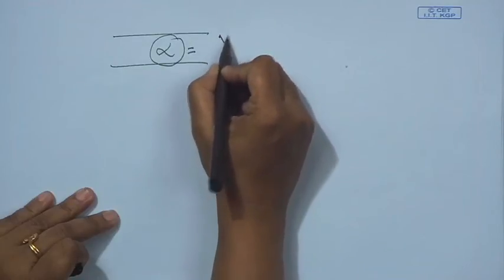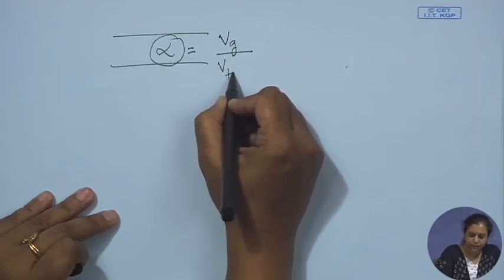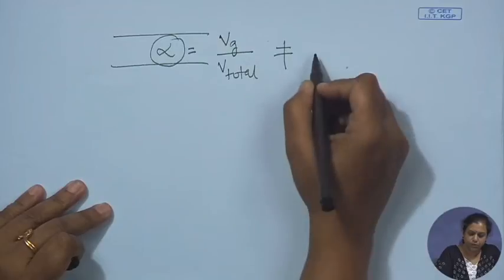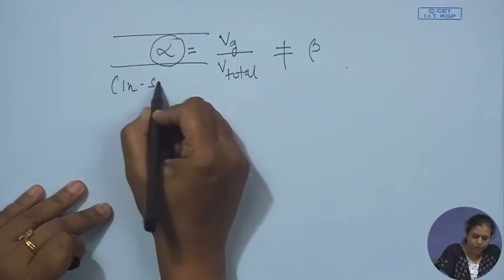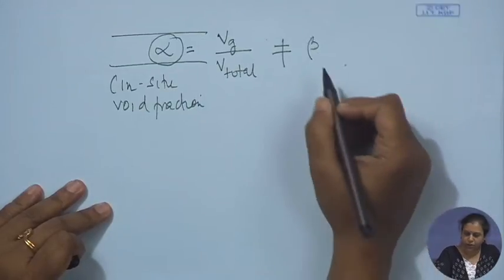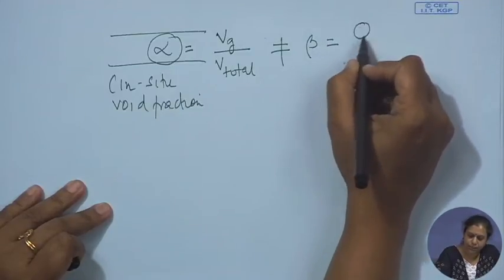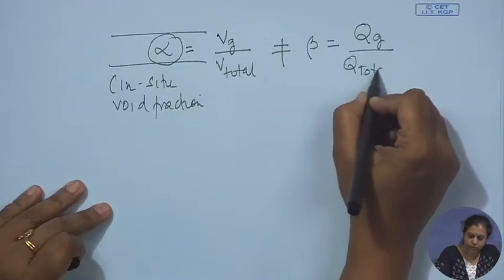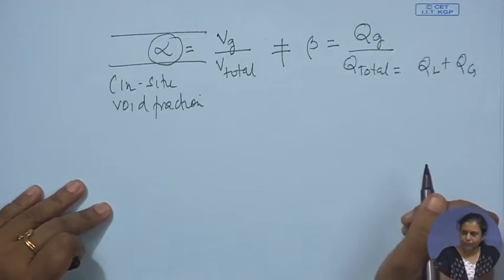How do we define this alpha? This is the proportion of the gas phase, or rather the volume occupied by the gas phase divided by the total volume of the pipe. And this will not be equal to the inlet volume fraction, which we define as beta. So this is the in situ void fraction and this is the inlet void fraction or the inlet composition. This will depend upon the inlet flow rates. If we denote the flow rates by Q, then this is Qg by Q total, where Q total equals QL plus Qg.